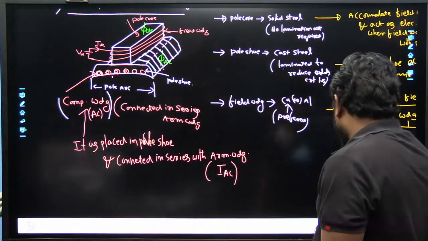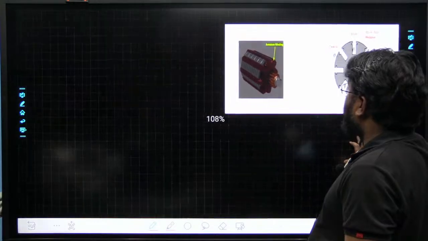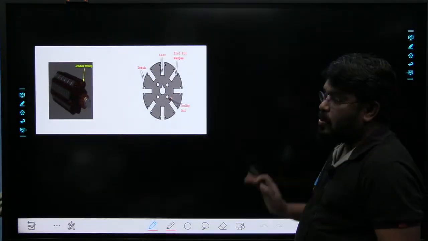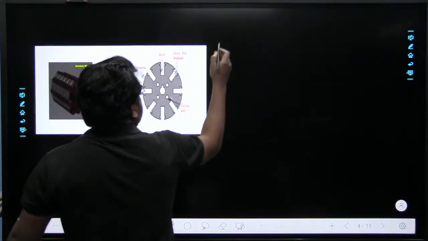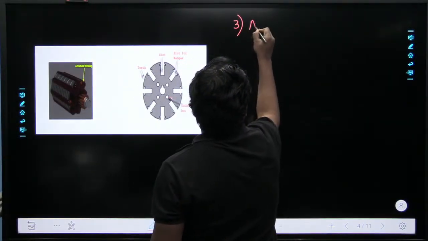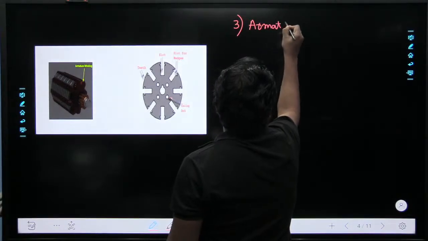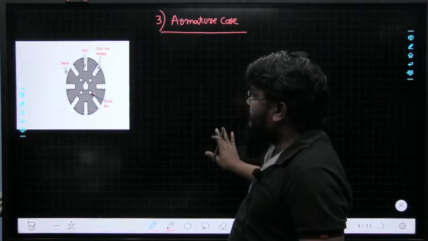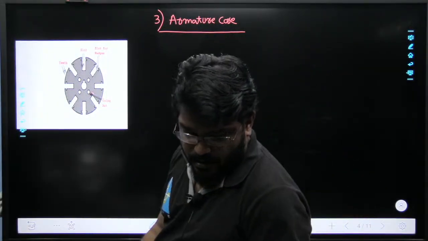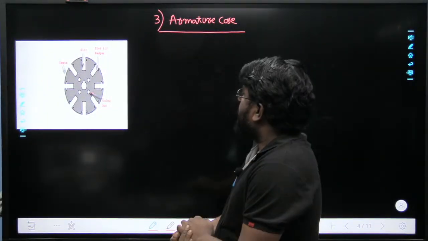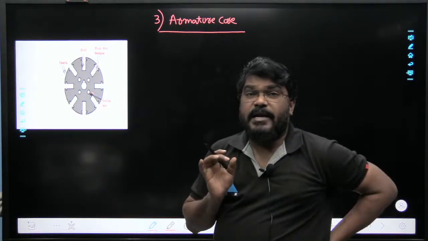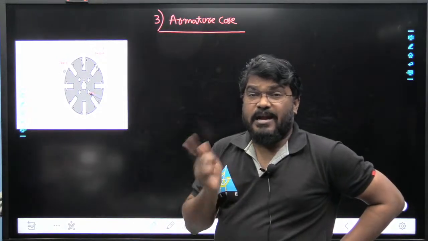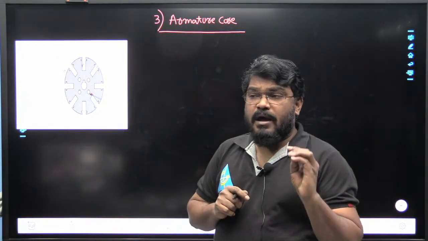Okay, so now coming to one more part, that is the armature core. The third part we will discuss is the armature core. This is a very important discussion, listen. What is the name of the material used to construct the armature core? This is one question, and the second question is the functions of the armature core.